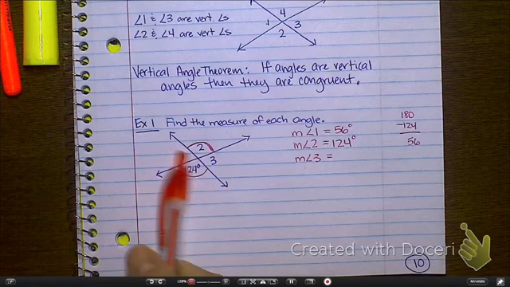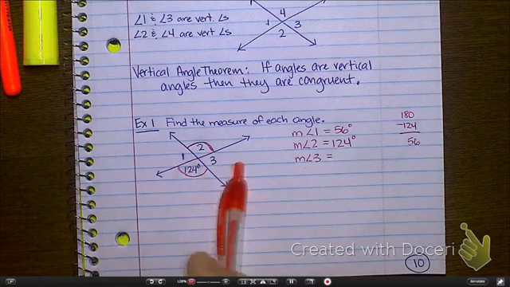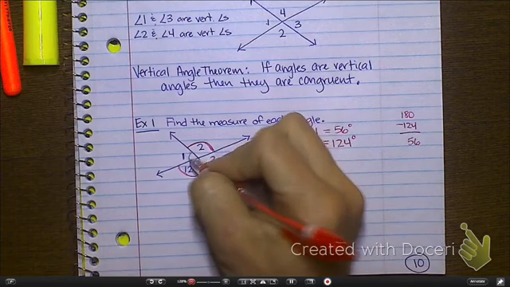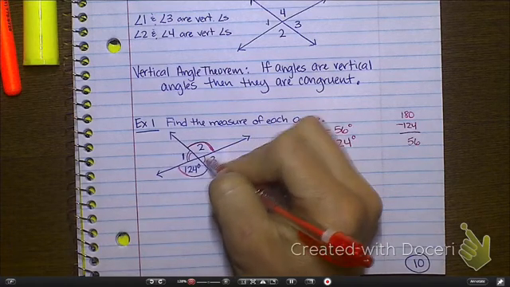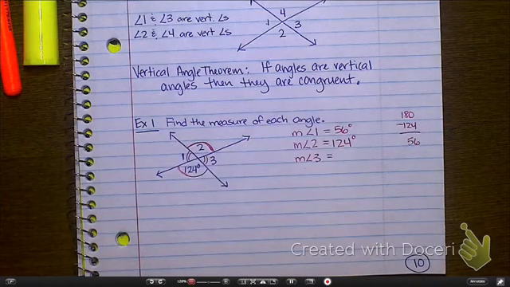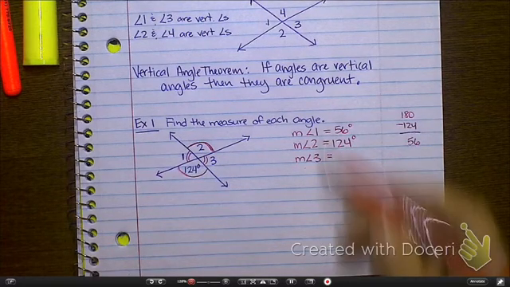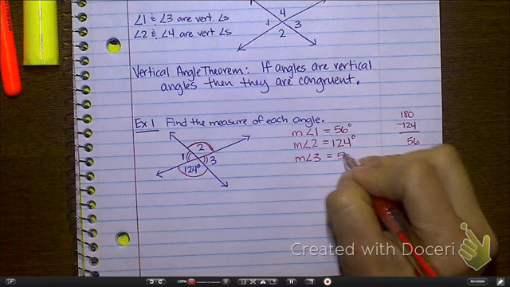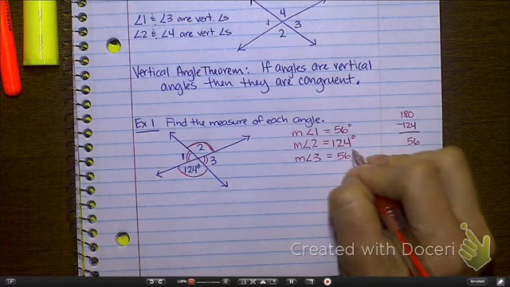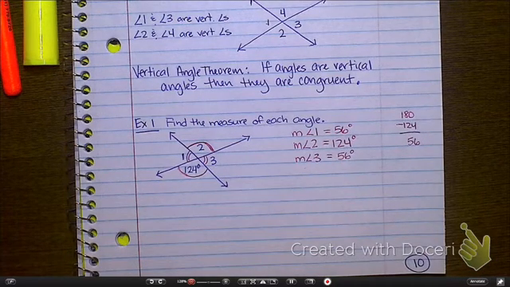Yeah, these are vertical angles, and if they're vertical angles, they're congruent. So draw 2 arcs on each of those to represent they're congruent, right? And then we can say this one's the same size. It's also 56 degrees. Okay, does that make sense there?